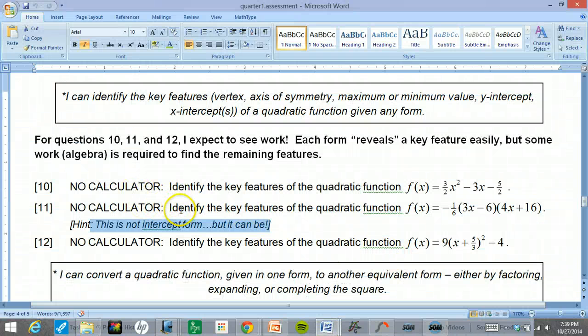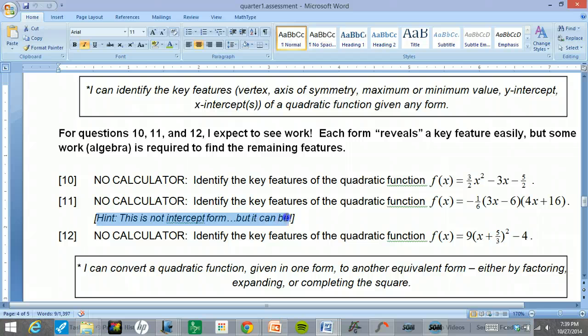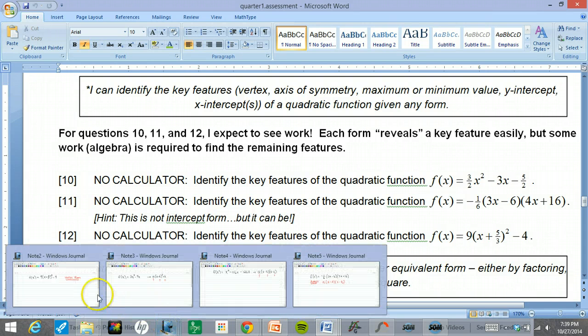For number 11, you are asked to identify the key features, reminding yourself what they are up here, of this function, f of x is negative 1/6 times the quantity 3x minus 6 times the quantity 4x plus 16. I also gave another hint that this is not intercept form, but it can be. So let's get to it.